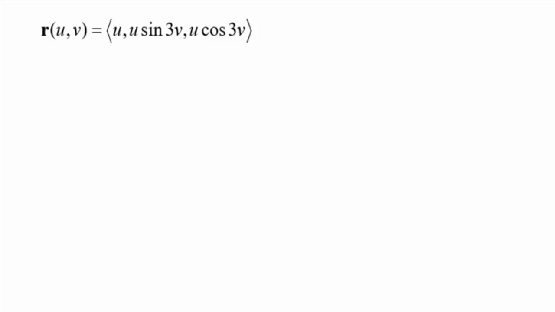Hopefully it's your favorite too. What's your favorite trig identity? Cosine squared theta plus sine squared theta equals 1. So I know that this u is going to be my x, right? So I can just replace u with x, but I'm not interested in doing that right now.